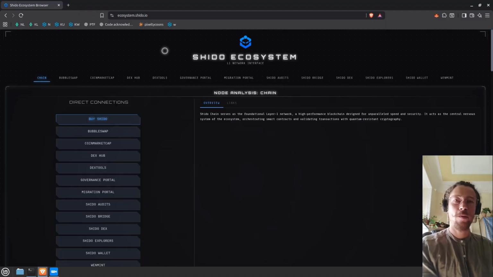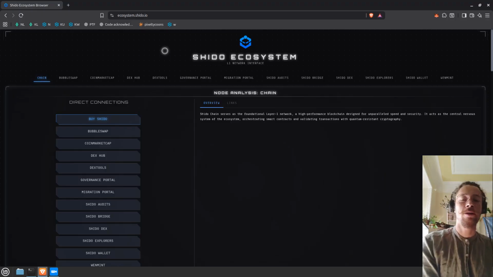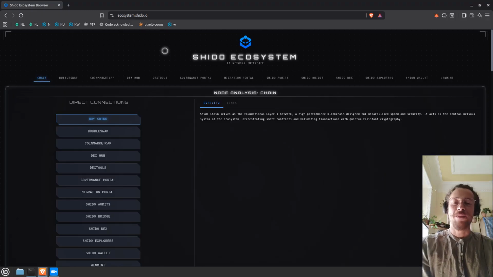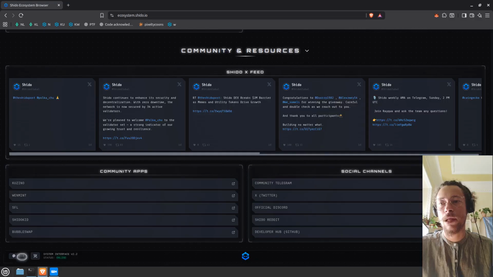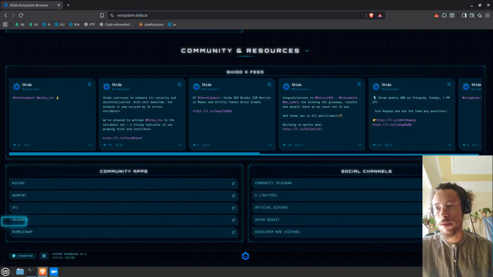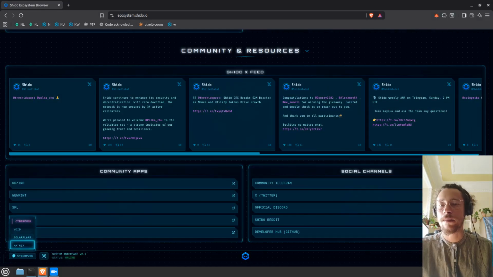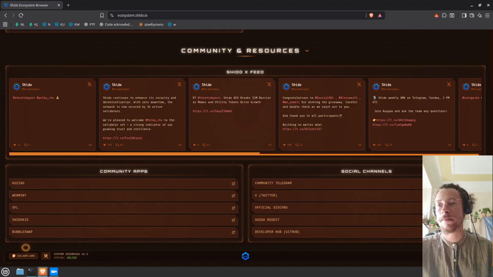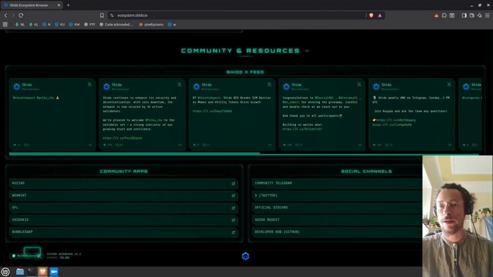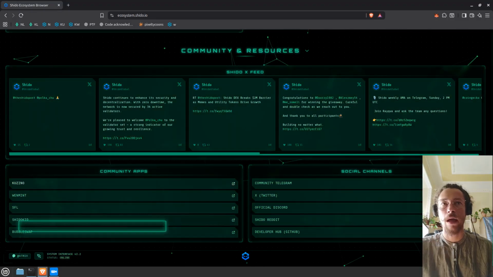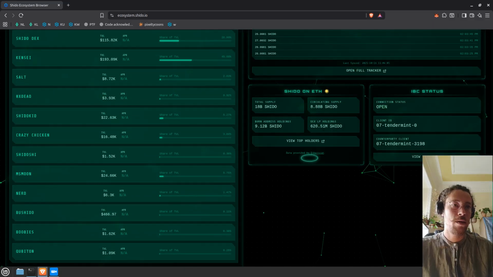And today we are looking right into the Shido ecosystem. The webpage is ecosystem.shido.io, and here at the bottom you can choose the style that pleases you most. Let's go with matrix, and you can activate the animations, which are quite cool.